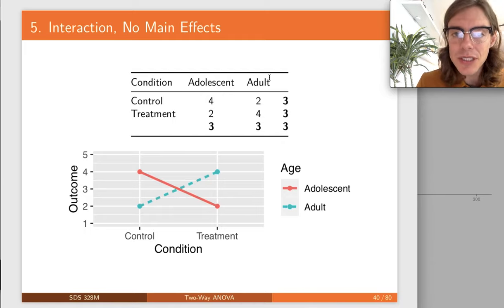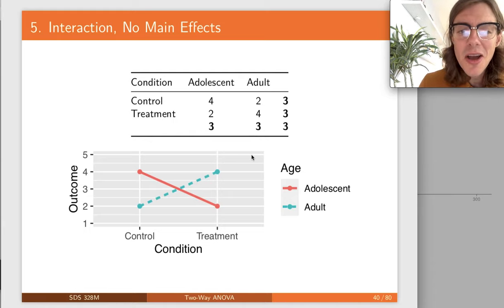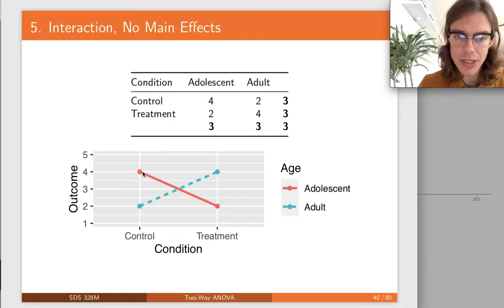Same thing for adults and adolescents. You might say, adolescents had an average outcome of 3, adults had an average outcome of 3. There's no difference. There's no main effect of age. But that would be really missing something crucial about this. Is the effect of the drug, or whatever the condition is, the same for each age group? Well, just take a look at it. So for adolescents, what's the effect of treatment?